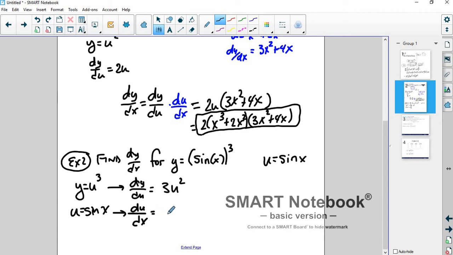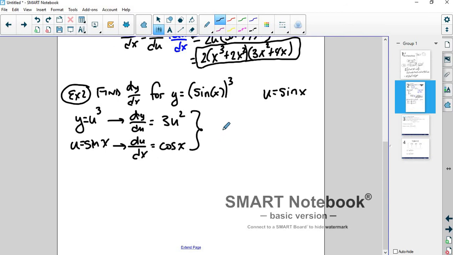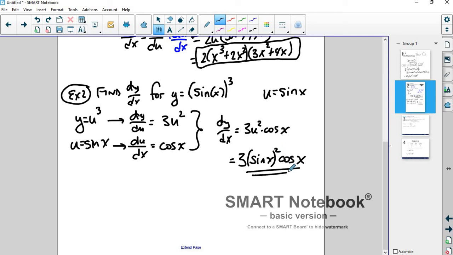The derivative of sine is cosine, and so we take these two guys and we put them together to get dy/dx is the product of these two. So we get 3u squared cosine of x, and of course I don't want u in there, so you want to plug in sine: 3 sine squared cosine of x, and that is the first derivative of sine x cubed. It's 3 sine x squared times the derivative of the inside function, which is cosine of x. Okay?